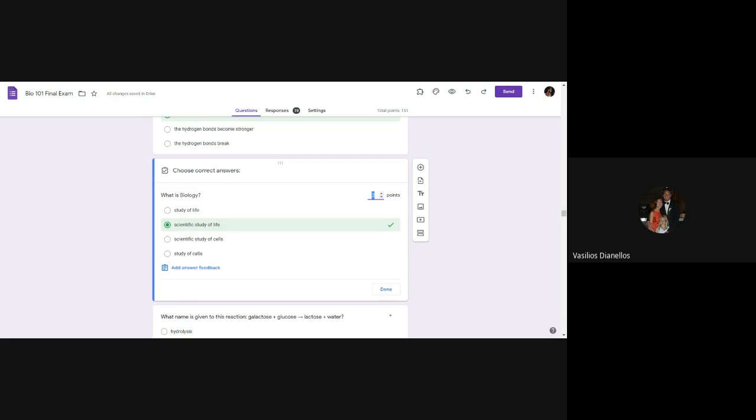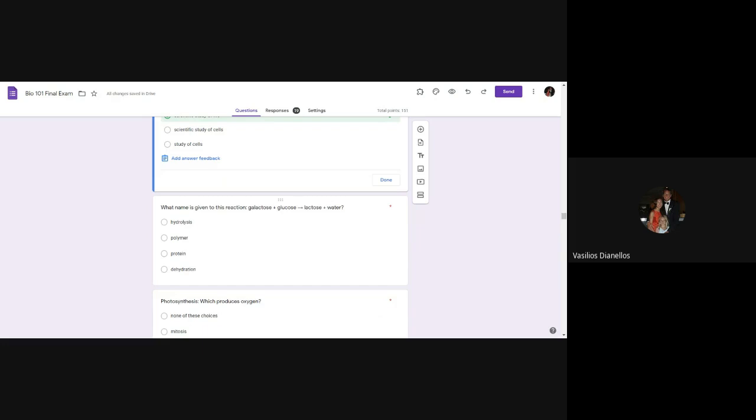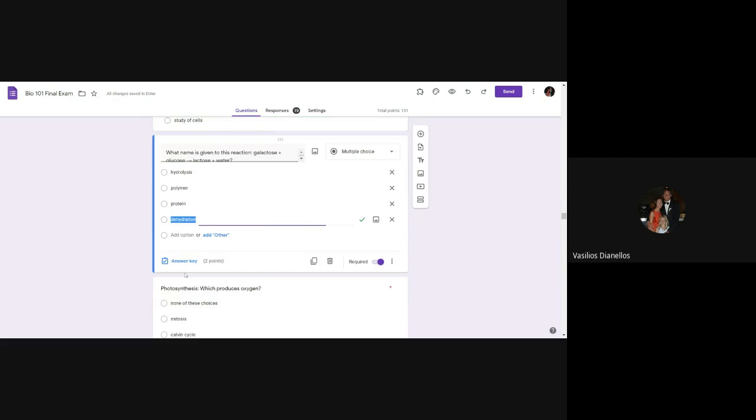Which name is given to this reaction? I won't even go through all the other words. The point here is that water is on the right side, or the arrow points to the water, meaning water is a product. Whenever water is a product, that means it is a dehydration reaction.